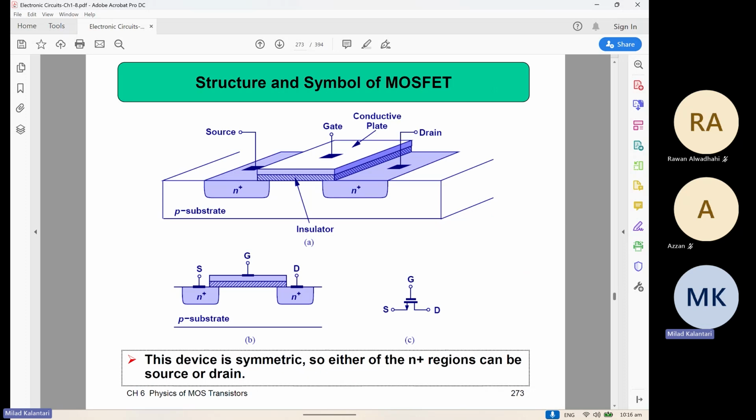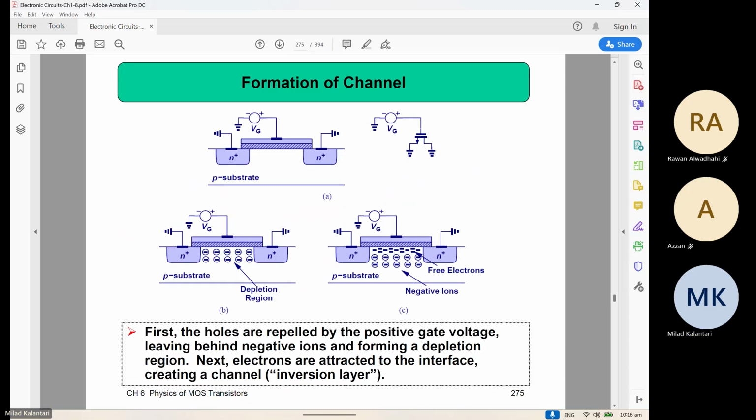Initially, the channel, once there is no voltage, between the two contacts here is depleted of free charges. And once you apply this VG from the gate, you are basically attracting some electrons underneath this surface. And then these free electrons now can connect the two sides of the device, right? The channel forms.